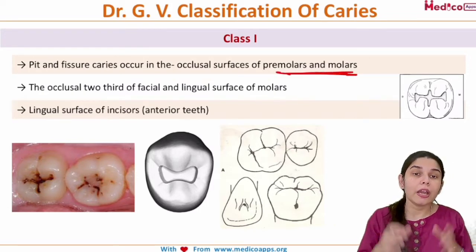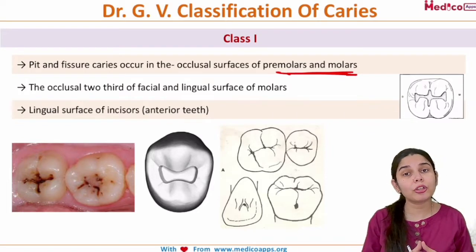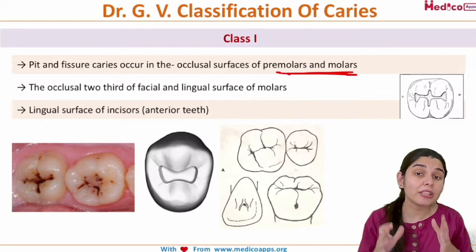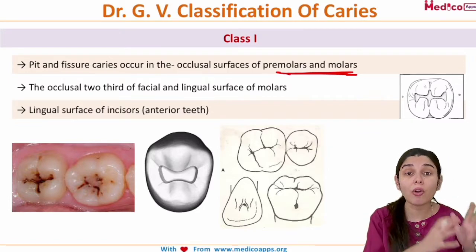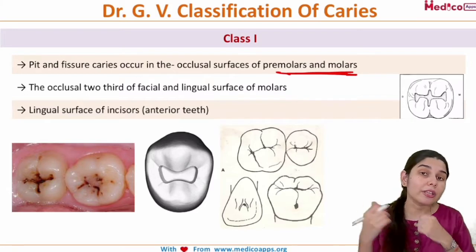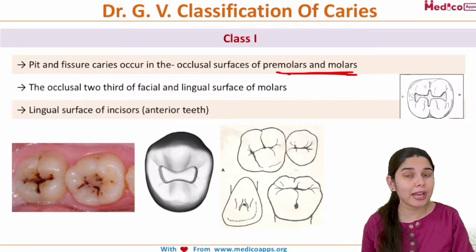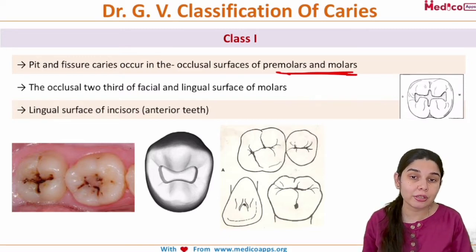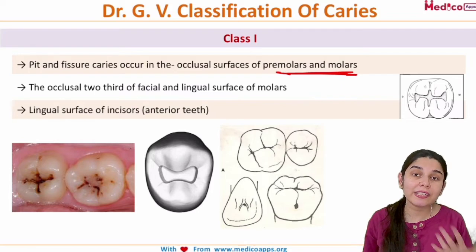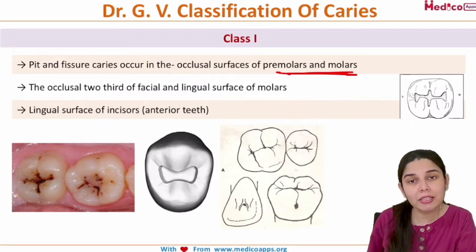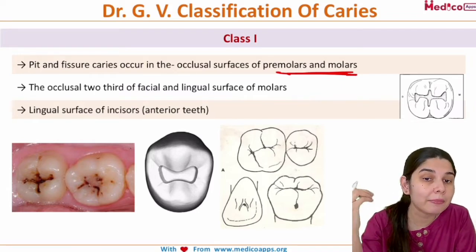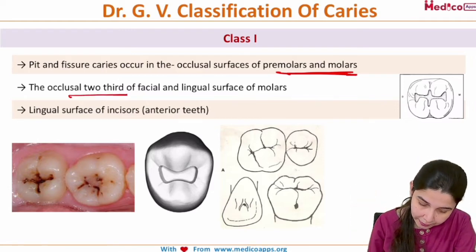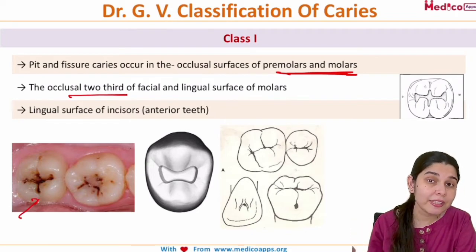of the premolars and molars. If a pit and fissure caries is present on the occlusal surface of the premolars and molars, we will call it class 1 classification of dental caries according to G.V. Black. The other sub-classification under class 1 is the occlusal 2/3 of the facial and lingual surface. That means the buccal surface and the lingual surface, here discussing the mandibular teeth. So the occlusal surface of the mandibular, the buccal surface and the lingual surface.